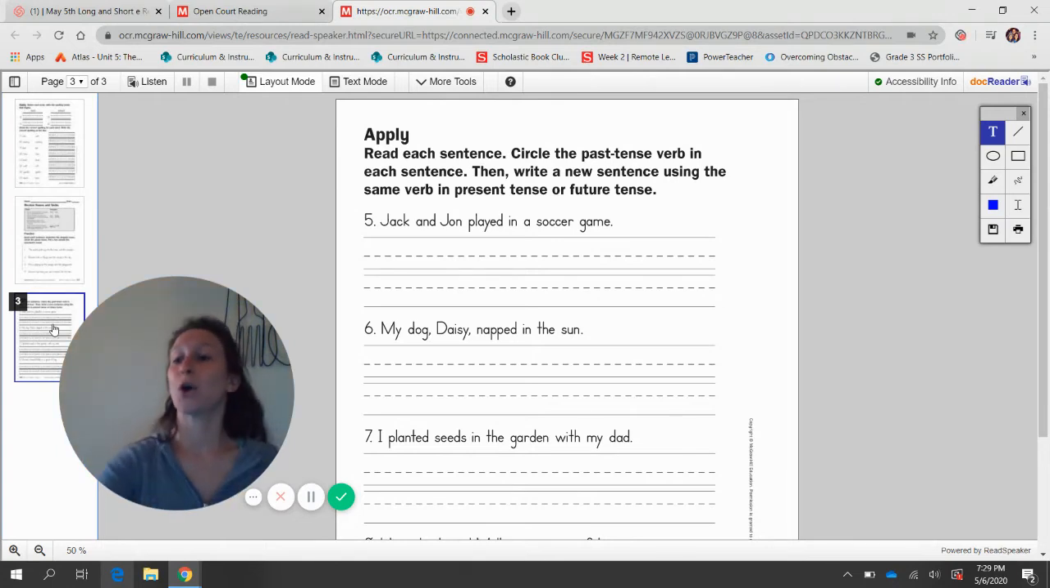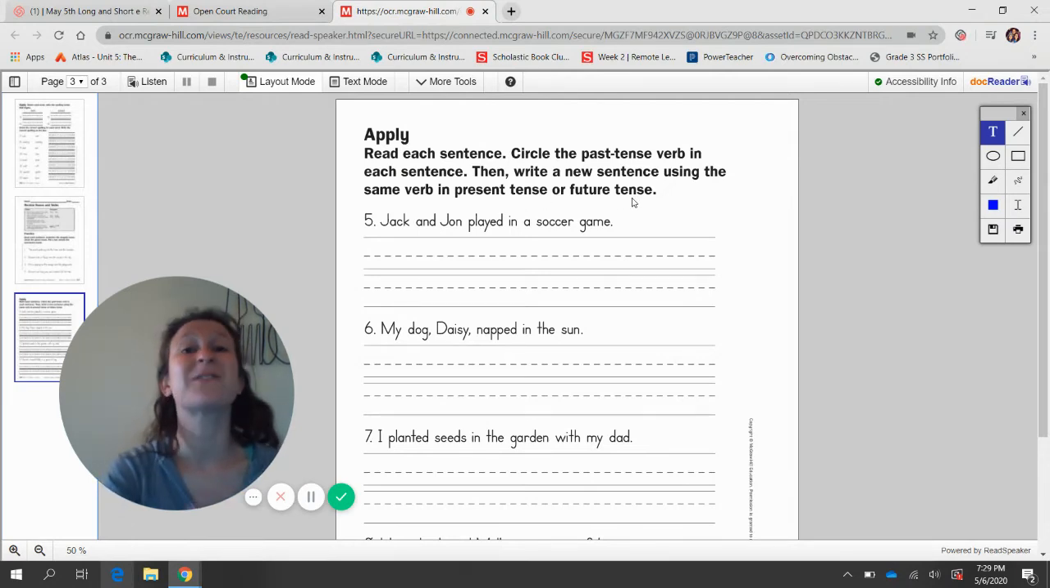All right, so let's see what directions it has for us to do today. Oh my goodness, my words. All right, apply. Read each sentence. Circle the past tense verb in each sentence. Then write a new sentence using the same verb in present tense or future tense.